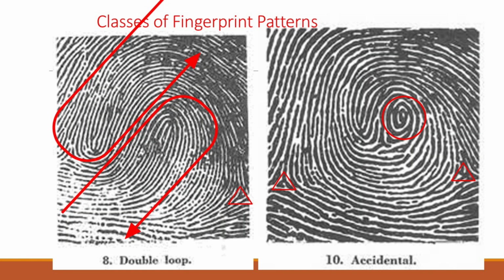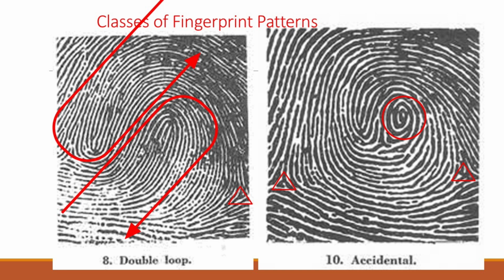Then we have a double loop. If you look at this double loop, you can see that on this side you have something like a loop. You have a loop here. That is the innermost recurve lines moving from one side, and on getting to a place, they recurve back. The same thing with this one. So you have double loop here. Double loop on a fingerprint. You have double loop and a delta also.